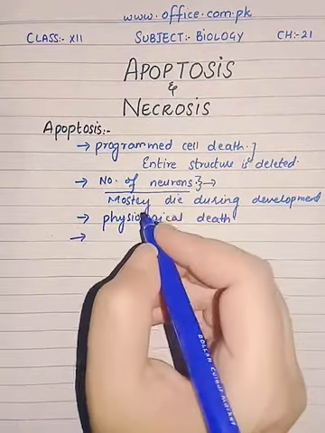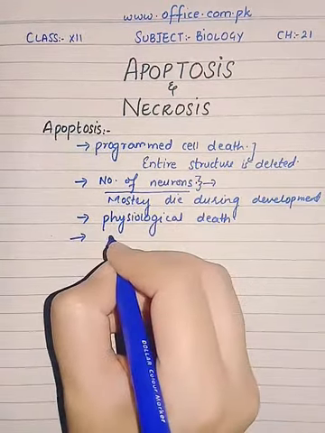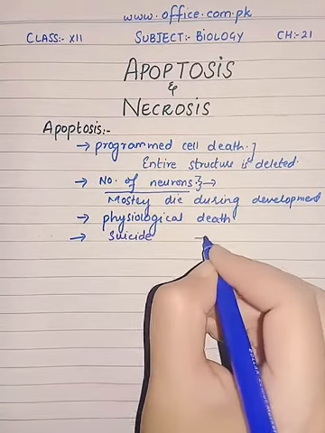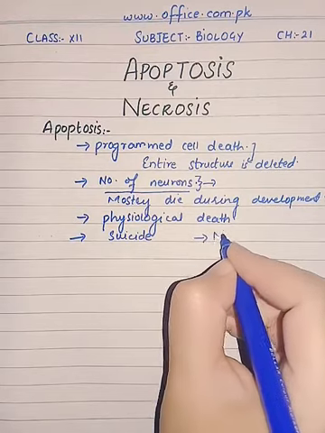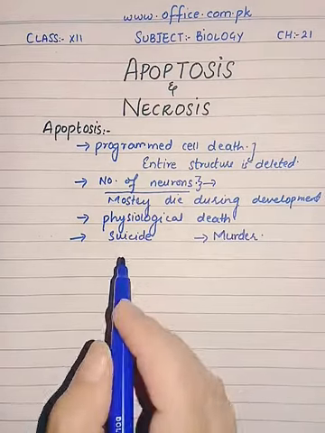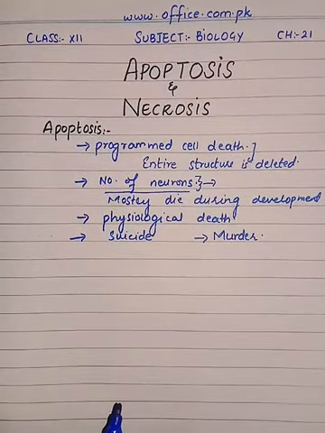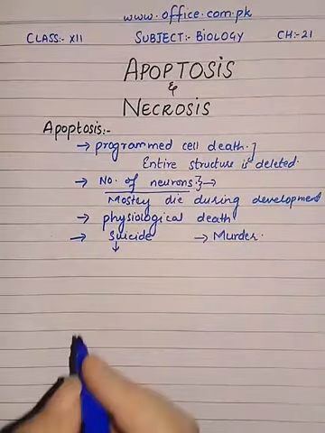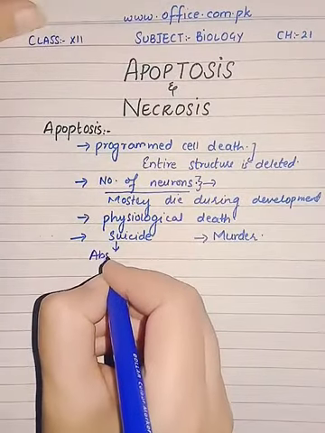One is suicide, and the other is murder. Either the cell will commit suicide. Why will it commit suicide? Because there will be an absence of some survival signals.